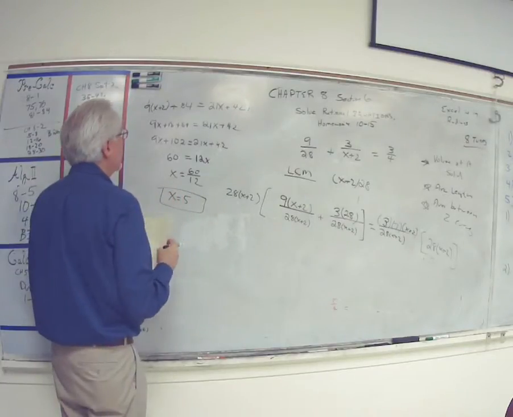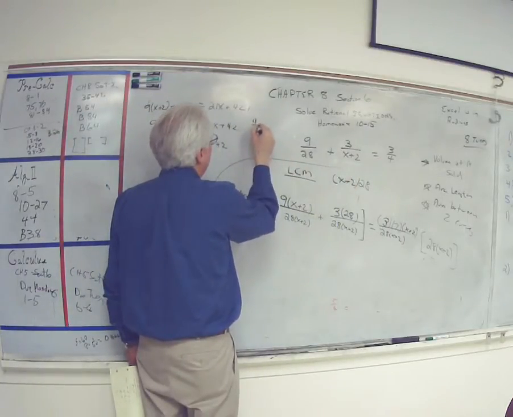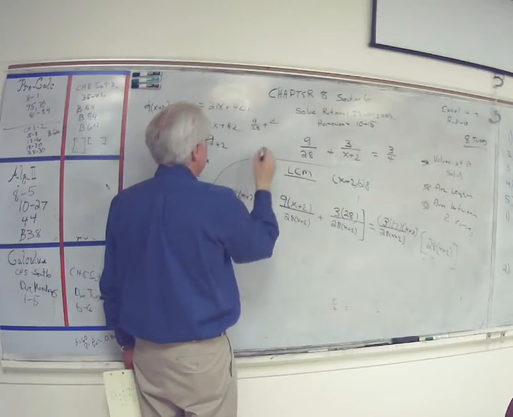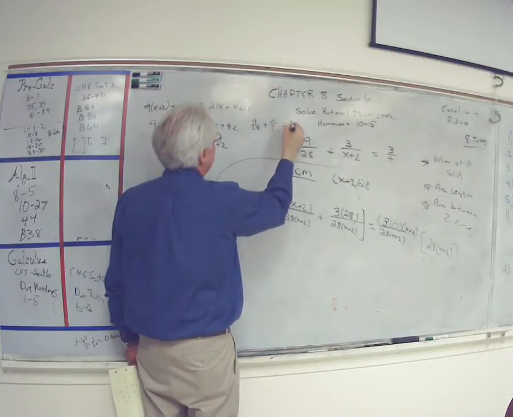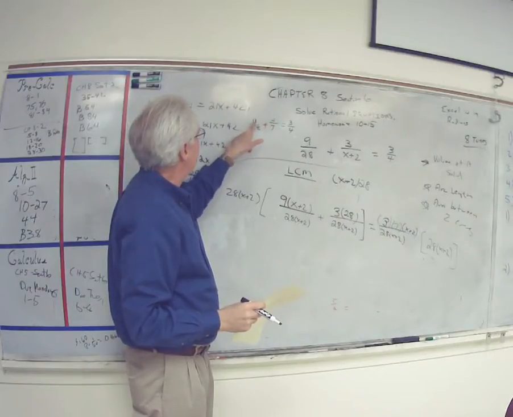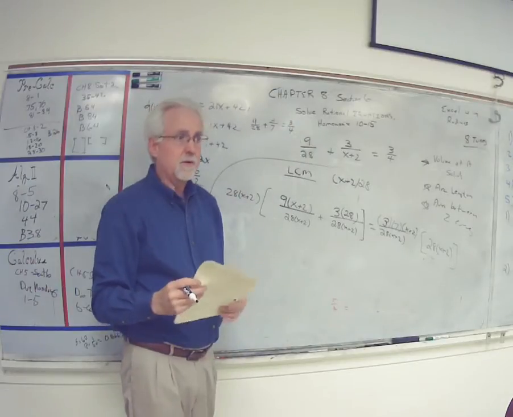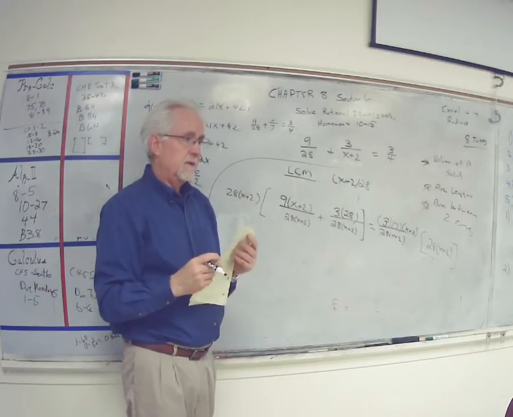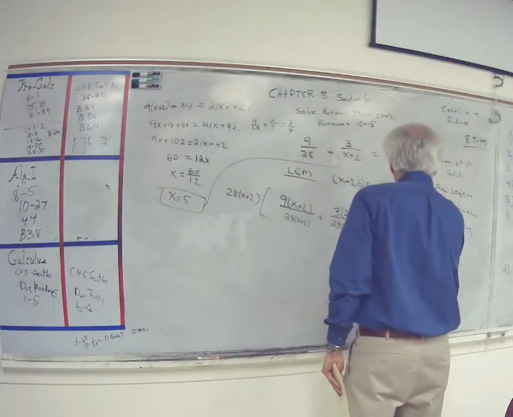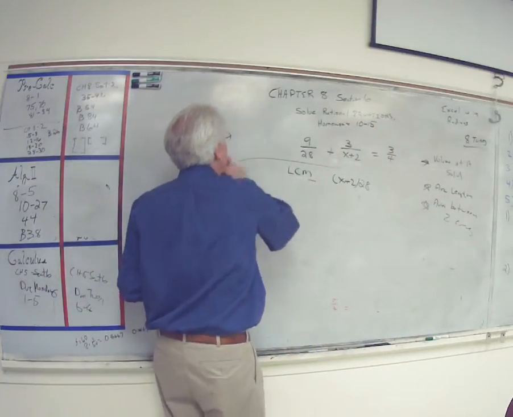Okay. Now we better check ourselves, right? So let's put it back in. 9 over 28 plus 3 over 7 is equal to 3 over 4. So this would be 12 over 28 plus 9 over 28 is 21 over 28. It works, right? So we got the right answer. Does everybody see that? Okay. These are pretty straightforward, right? Yes. But you've got to do the math, you know.